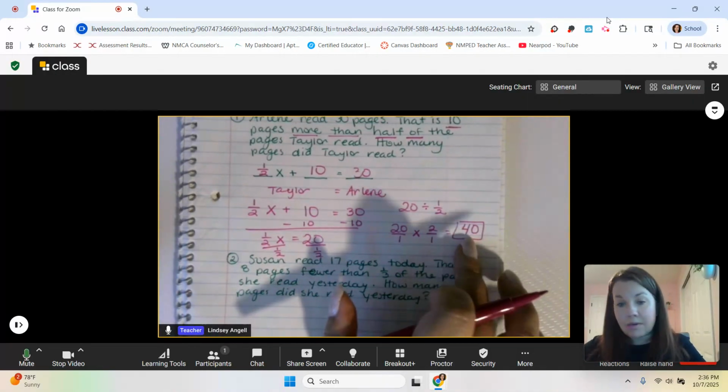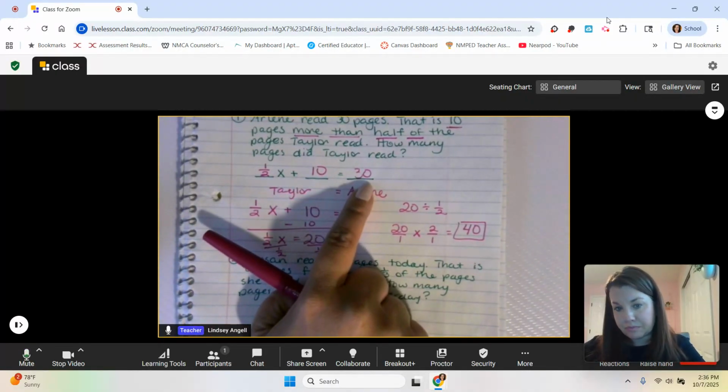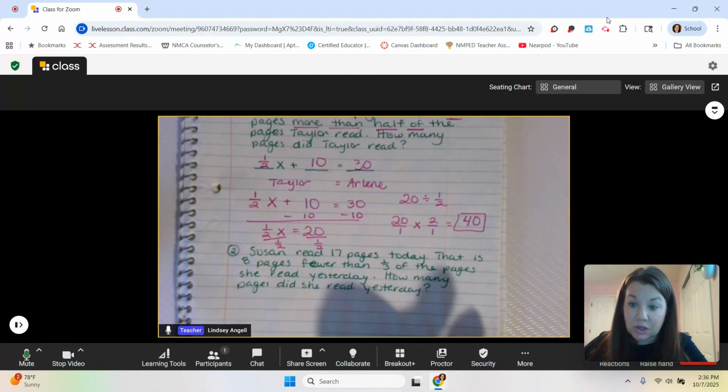So that would have been our final answer, but really on this problem, it's only looking for the equation, okay? But it's still good to practice.